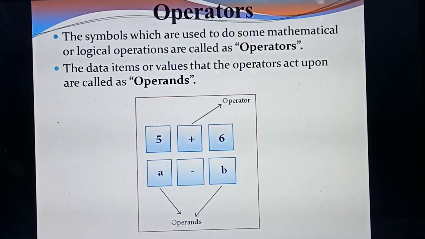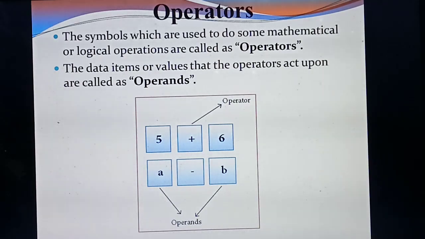What do you mean by operators? This is an important 2-mark question: what do you mean by operators and operands? Symbols used to denote some mathematical or logical operations are called operators. You are using some symbols to do mathematical calculations. That is called operators.